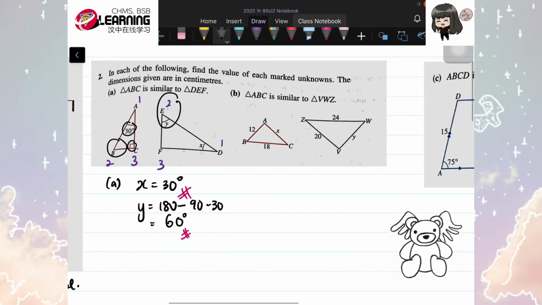Alright, so let's look at B. Triangle ABC is similar to VWZ. Okay, we number them again first. ABC is similar to VWZ. Since it's similar, the ratio of the sides are equal. So let's compare which one is already given. The ones already given are 2, 3 and 2, 3. Here is 18, and here is 24. The yellow line sides are 18 and 24.